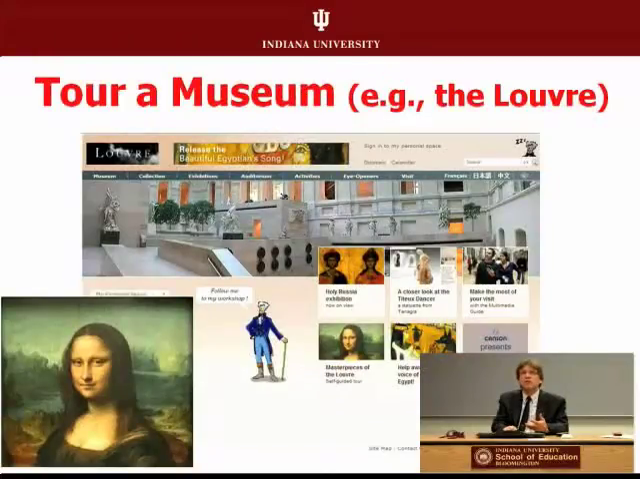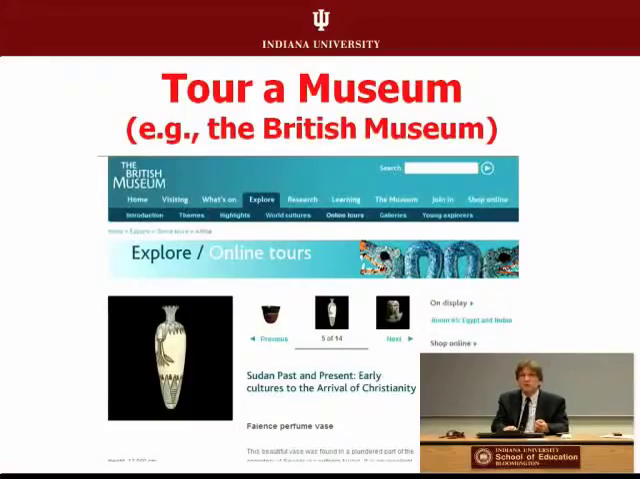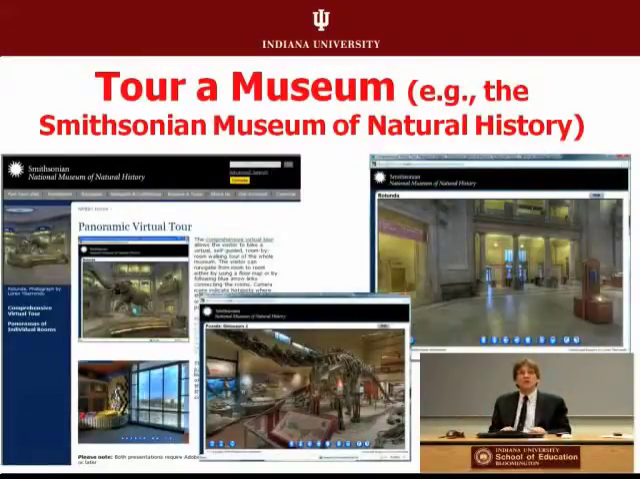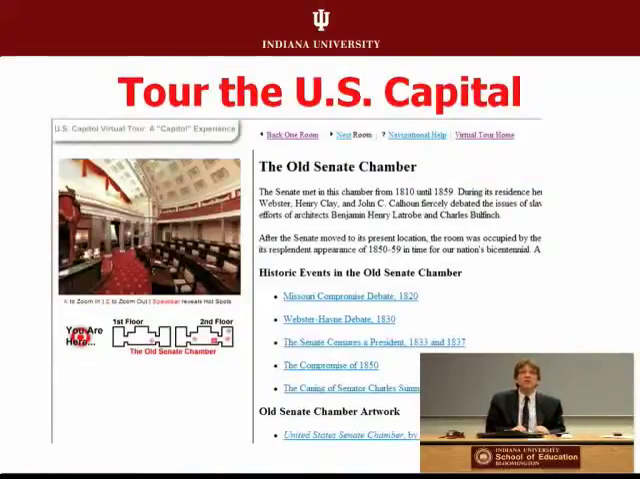When you have virtual tours in museums like the Louvre or the British Museum, where you can explore authentic artwork, pieces of art from around the world, or discoveries where you can explore the Smithsonian Museum of Natural History, right, on the web and take a 3D look at things and walk through. Go to the U.S. Senate chambers in the U.S. Capitol and take a tour.